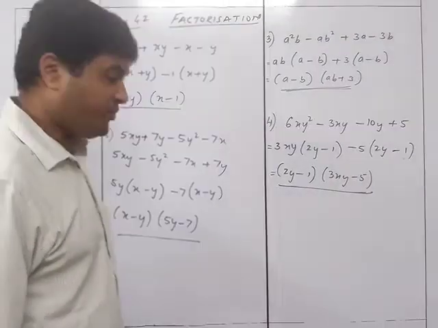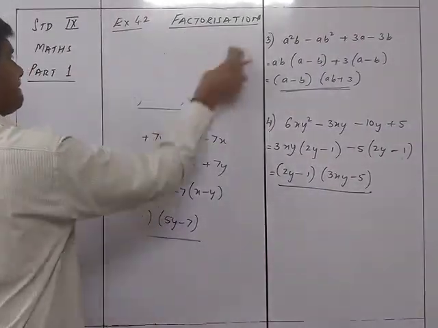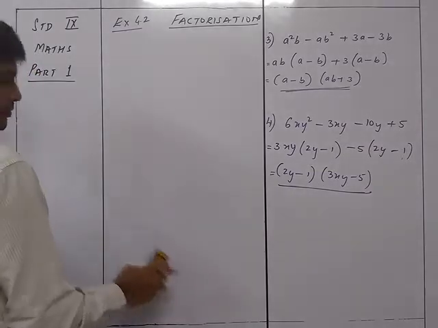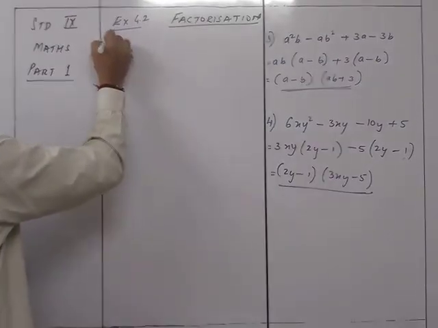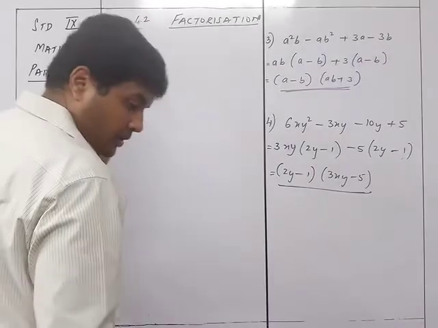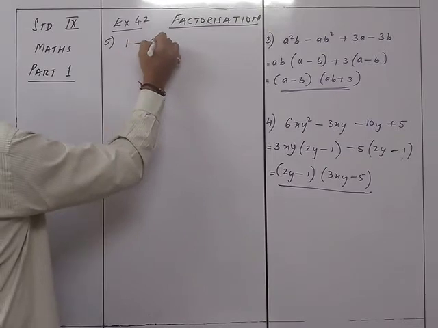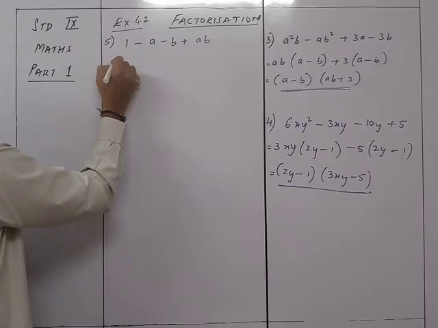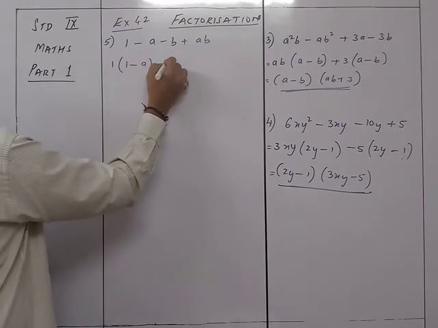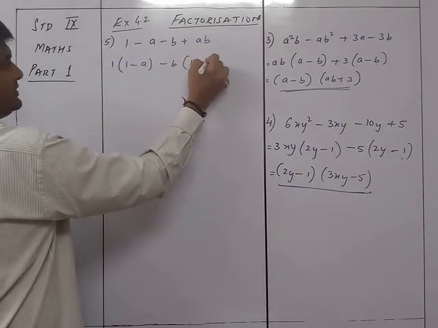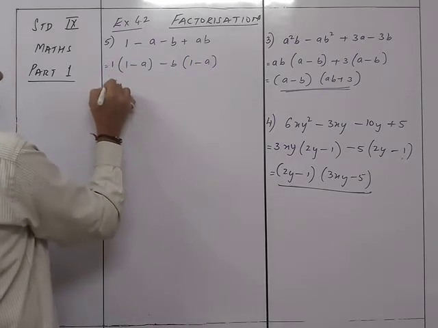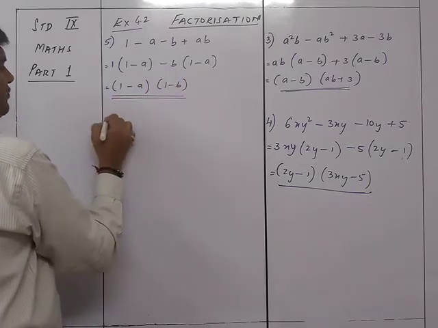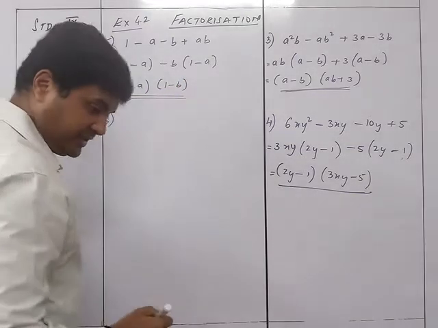We now move on to question number 5. One minus a minus b plus ab. So I can take 1 common over here, it will be 1 minus a. Over here minus b common, again it will be 1 minus a. So it will be 1 minus a and 1 minus b. So that's a very simple sum. Question number 5. We move on to question number 6.